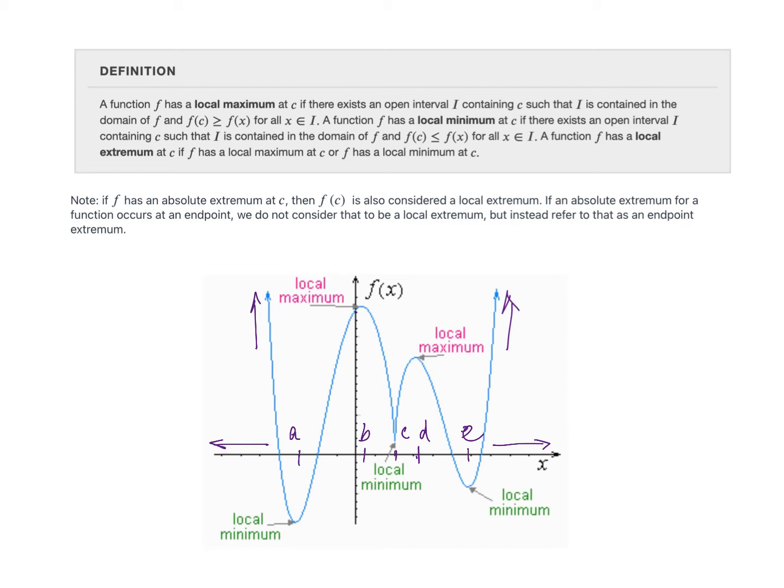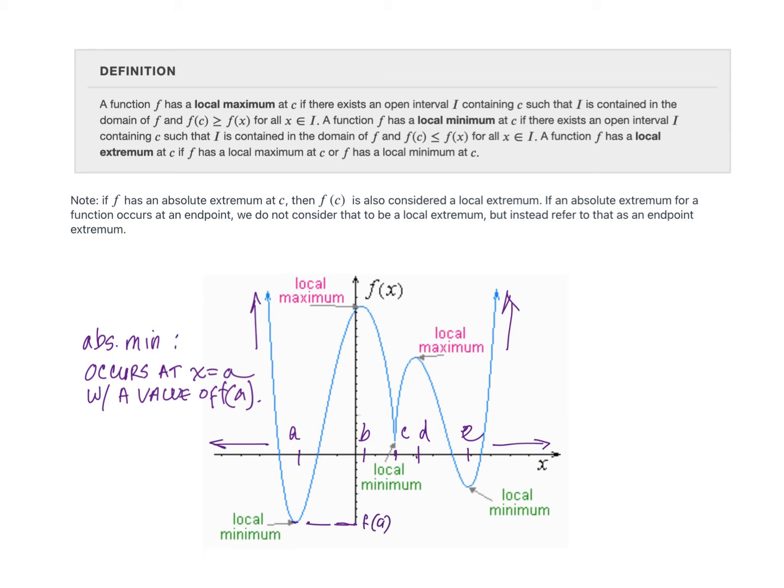We do have an absolute minimum. See if you can locate that. The absolute minimum occurs at A. Okay, so the absolute minimum occurs at x equals A and has a value of f of A. All right, so that's an absolute minimum. You can see that it's the lowest point on the graph, isn't it? So this value right here is f of A.